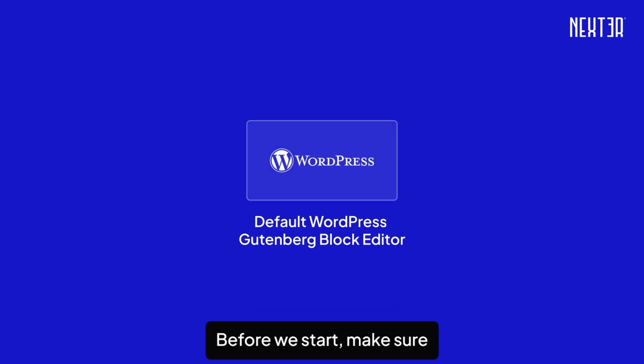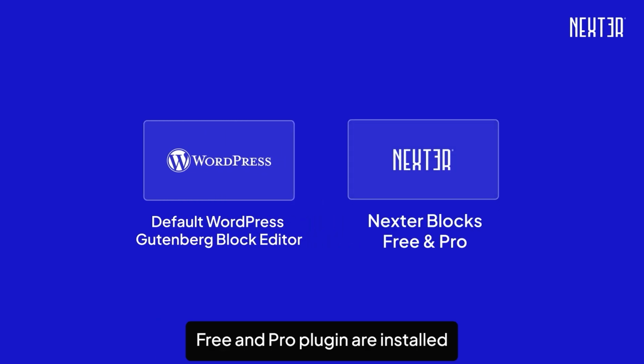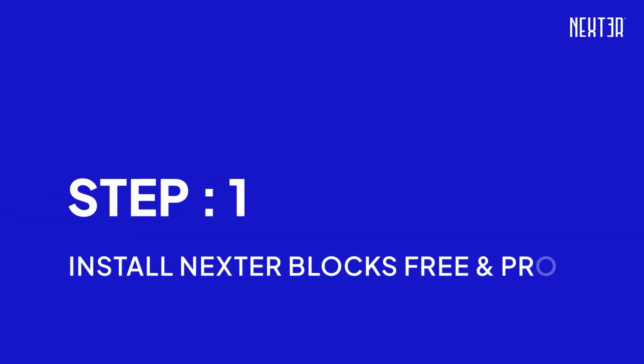So let's dive in. Before we start, make sure the default WordPress Gutenberg block editor is active on your site. Also make sure both the NextBlocks Free and Pro plugin are installed and activated on your site. Step 1. Install both the NextBlocks Free and Pro plugin.